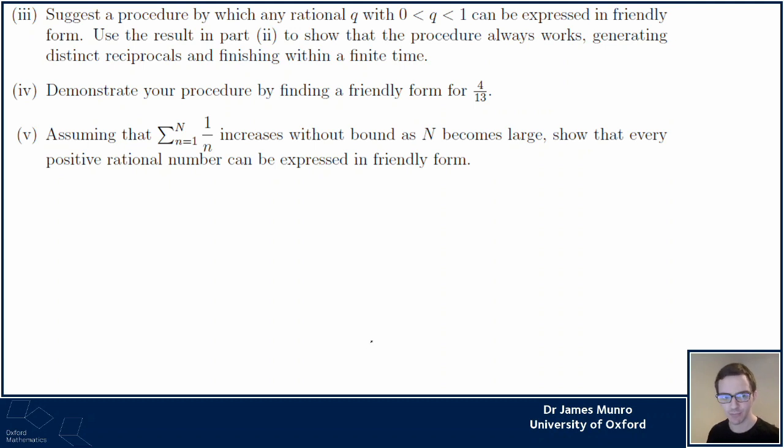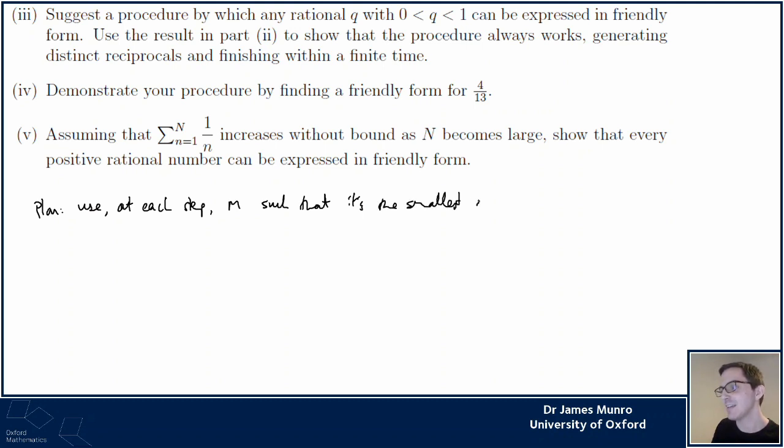3 tests whether we can see what to do with that. So taking any rational cube between 0 and 1, can we express it in friendly form? So my plan here is to use, at each step, m such that it is the smallest integer with 1 over m less than or equal to q.